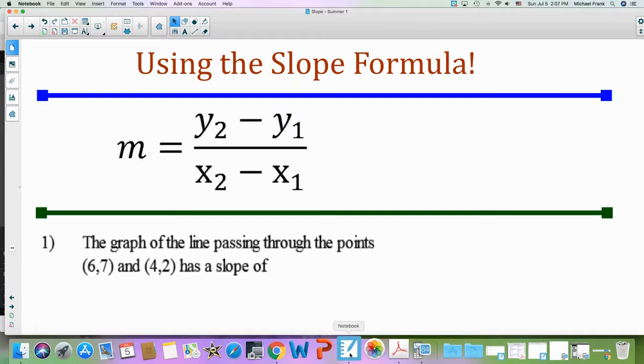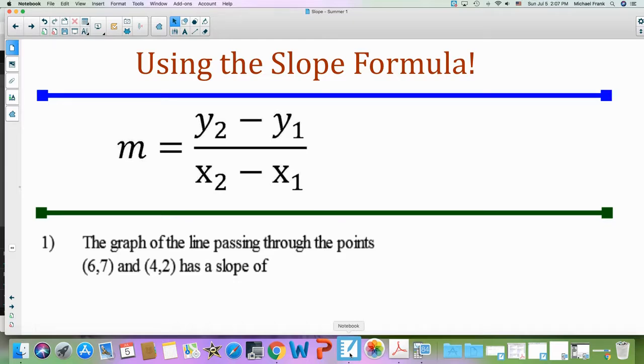Using the slope formula. We're all familiar with the formula m, our slope, is equal to a fraction. On top of the fraction, in the numerator, we have y2 minus y1 over the denominator, which is x2 minus x1, or otherwise known as the difference of our y values over the difference of our x values.